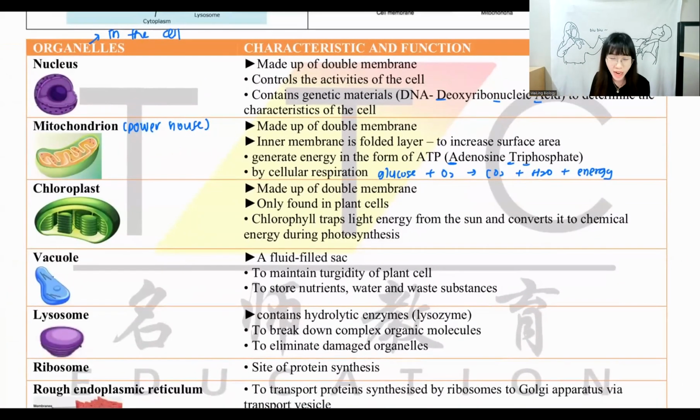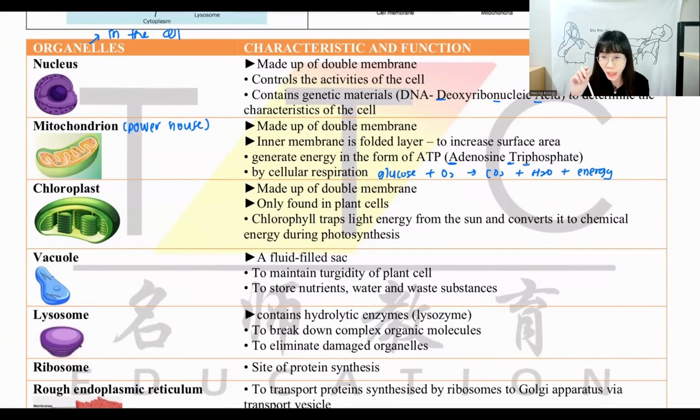That's mitochondria. And then we have chloroplast. Chloroplast can only be found in plant cells, and chloroplast is green in color. What causes chloroplast to be green? What is inside the chloroplast that causes it to be green? It's the presence of what? Very good, the presence of chlorophyll. Chlorophyll is the green pigment that traps sunlight.